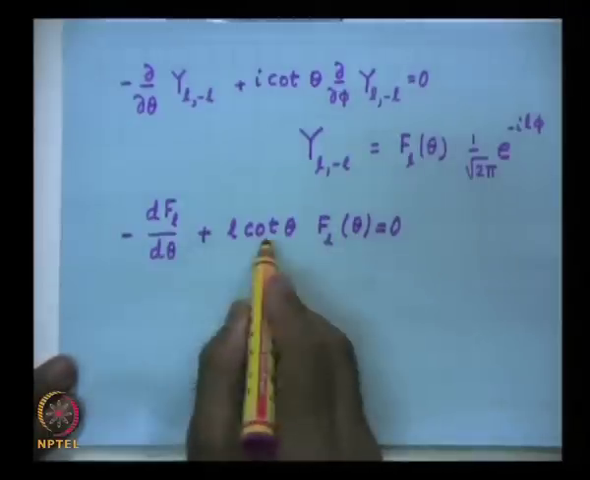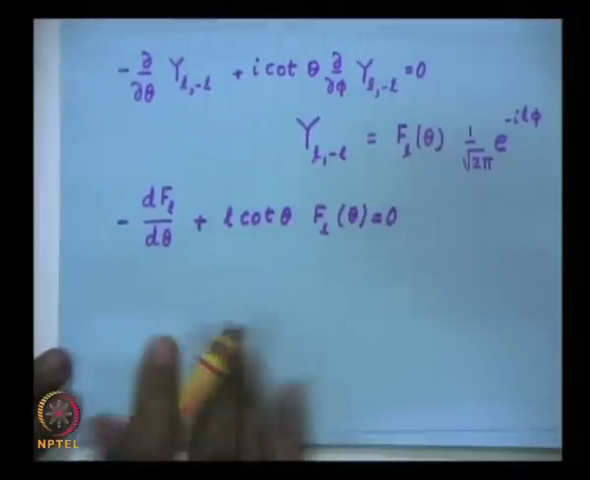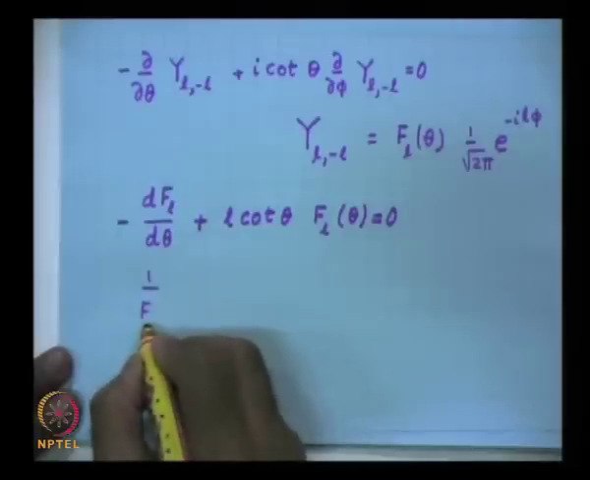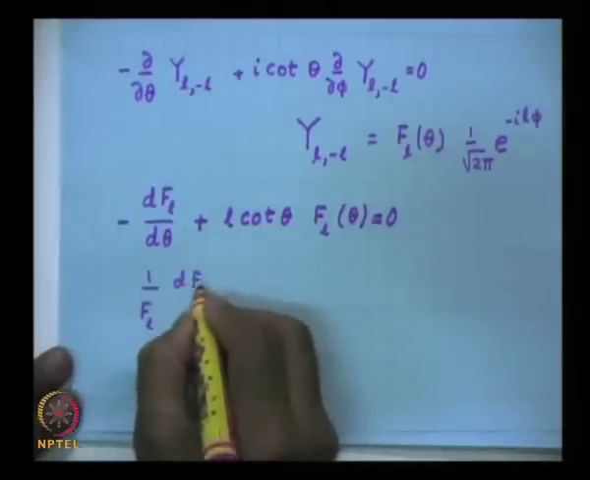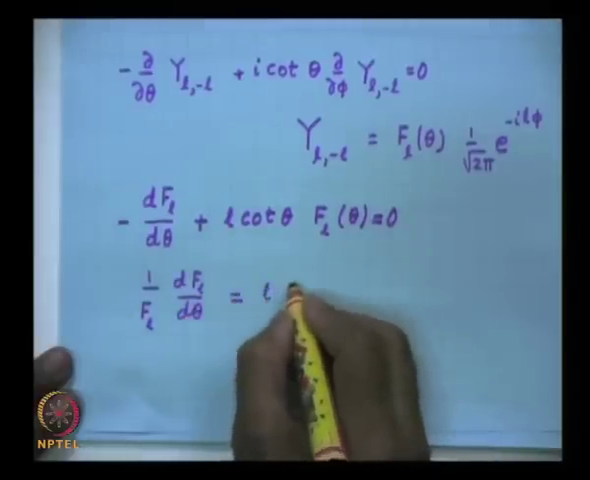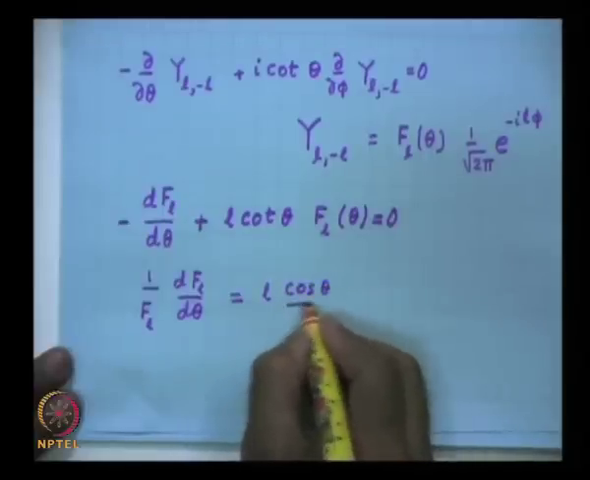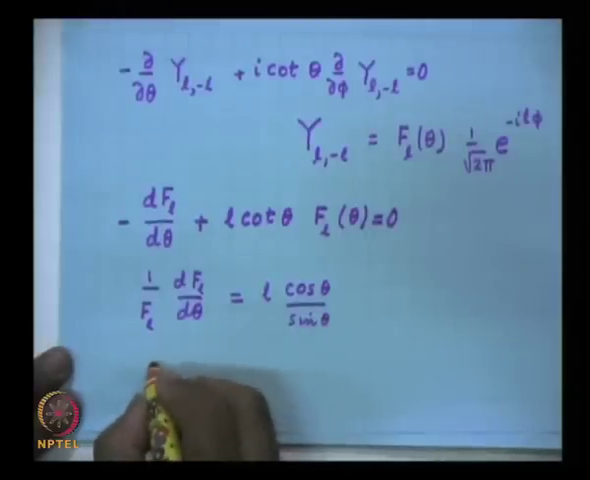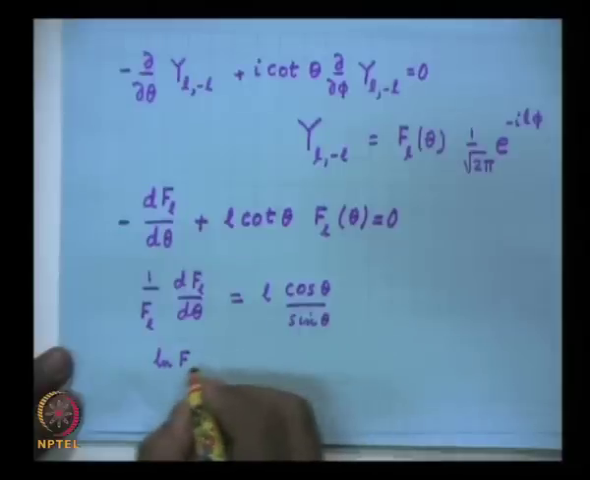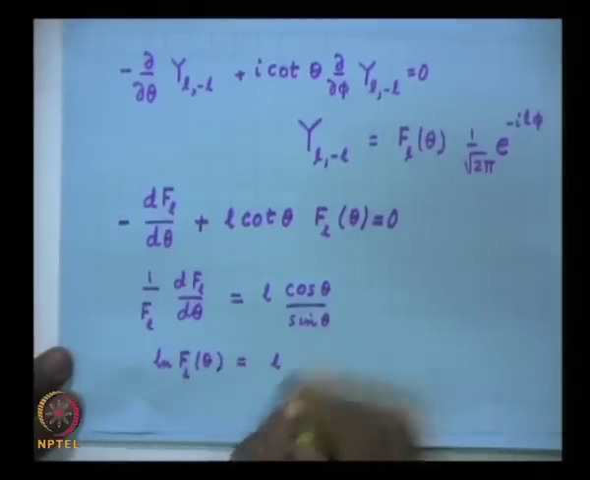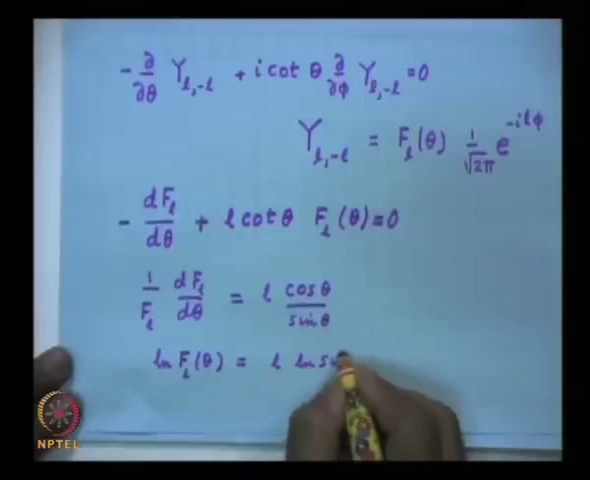So, I take this to the other side, so the minus sign goes off. So, 1 over f_l(θ) times df_l/dθ is equal to l cos θ by sin θ. So, if I integrate this, log of f_l(θ) is equal to l log of sin θ plus a constant.